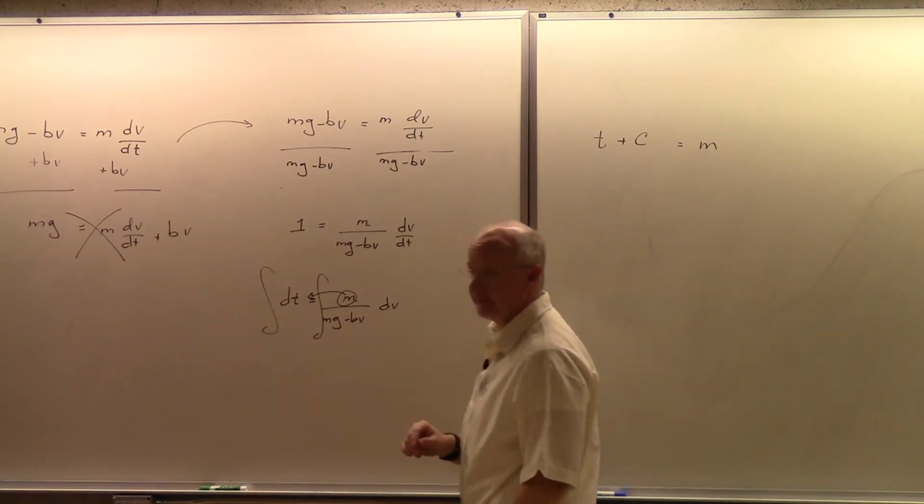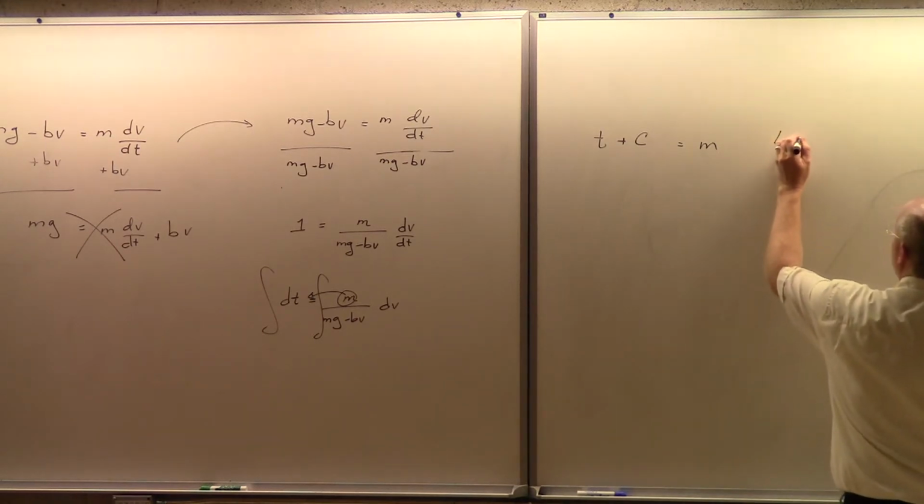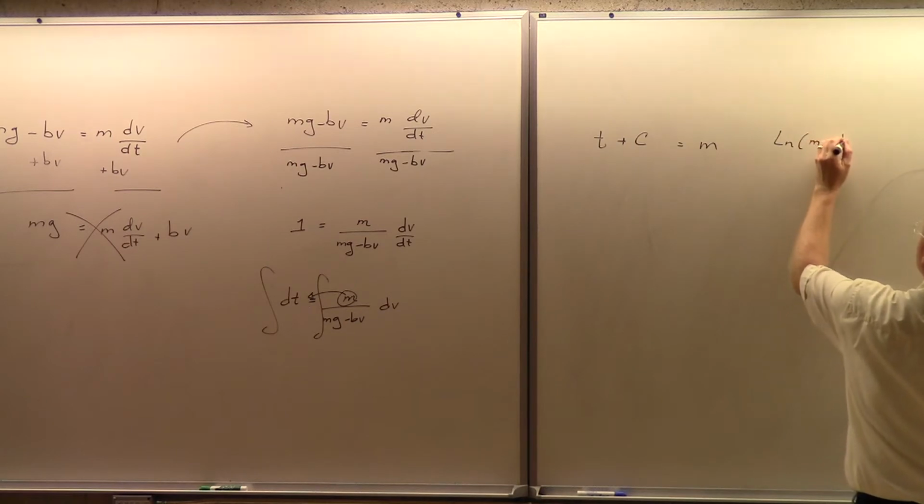What's the integral of that one? Okay, good. You guys see it. I was wondering if I should do a u substitution and get a 1 over u, or not needed. You see it right away that it's going to be an ln of mg minus bv.